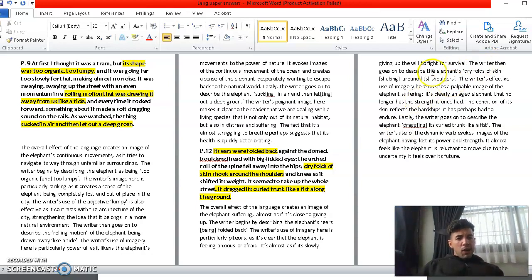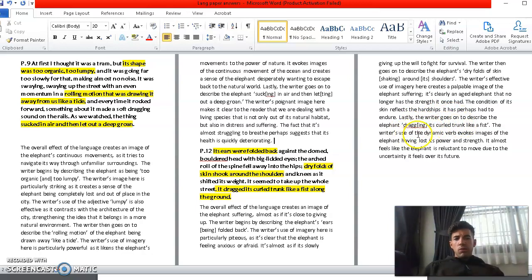The writer then goes on to describe the elephant's dry folds of skin shaking around its shoulders. The writer's effective use of imagery here creates a palpable image of the elephant's suffering. It's clearly an aged elephant that no longer has the strength it once had. The condition of its skin reflects the hardships it has perhaps had to endure. Lastly, the writer goes on to describe the elephant dragging its curled trunk like a fist.